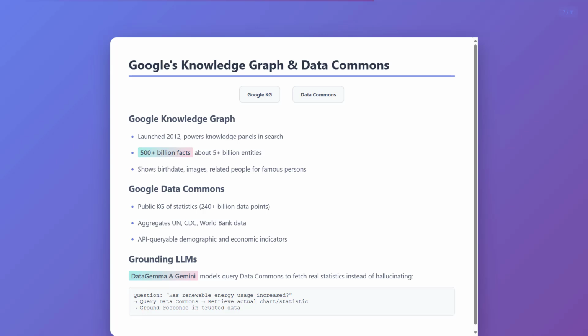Here's where it gets exciting for LLM developers. Google's newest models like DataGemma and Gemini explicitly query Data Commons to ground their responses in real data. Instead of hallucinating statistics, they can fetch actual charts and numbers from trusted sources. This is a glimpse of the future. LLMs that don't just generate plausible sounding text, but can back up their claims with real, traceable data from knowledge graphs.